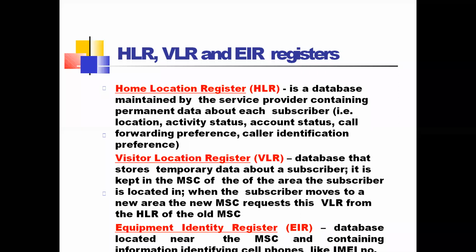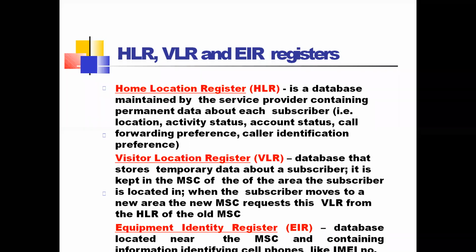That means, suppose we are using a Jio service provider or Jio signal, it is called a service provider. The Jio network maintains the data about each subscriber, like location, account status, call barring preference, call identification preference. All the pertinent data about the subscriber will be maintained in the home location register by the service provider, right?